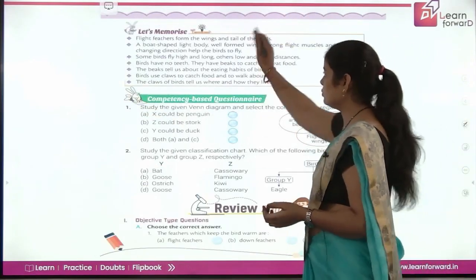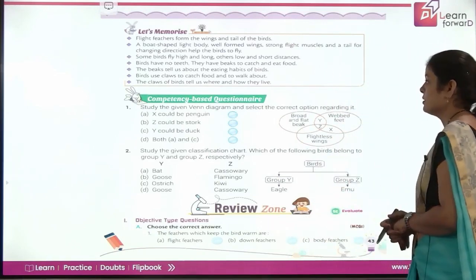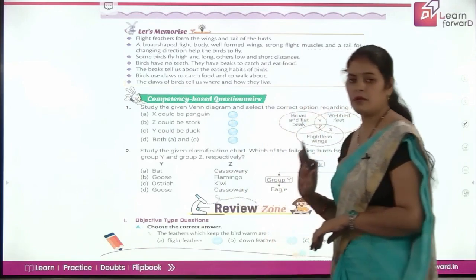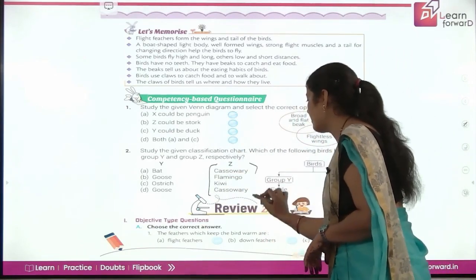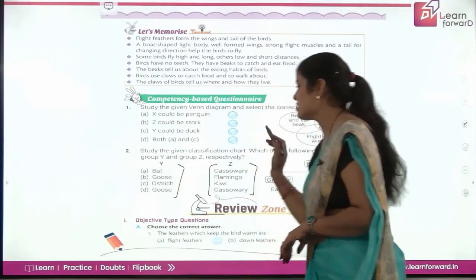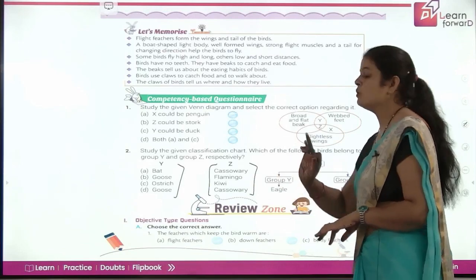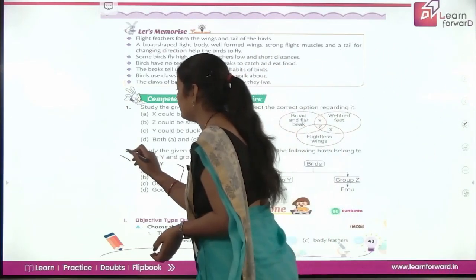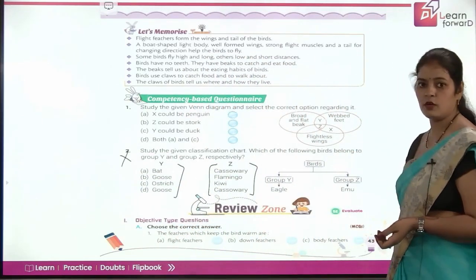Now just go through these points, and let's cover and finish the questions. These two questions I can make you do, but because many birds have many different names, like goose, ostrich, cassowary and flamingo, these birds we have not covered, so do not do this question. I am leaving this question for you right now, but this competency-based question we are going to cover.